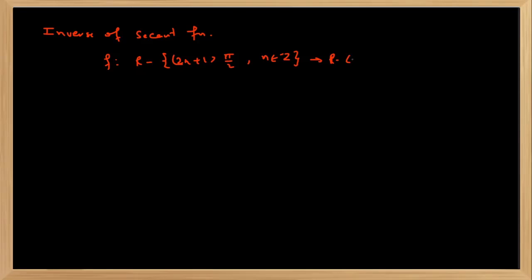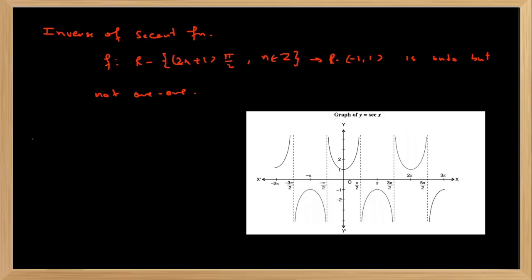To R minus the open interval minus 1 to 1. So sec x is greater than or equal to 1 or less than or equal to minus 1. This function is onto but not 1-1. Now let us discuss how to restrict its domain to make it 1-1.